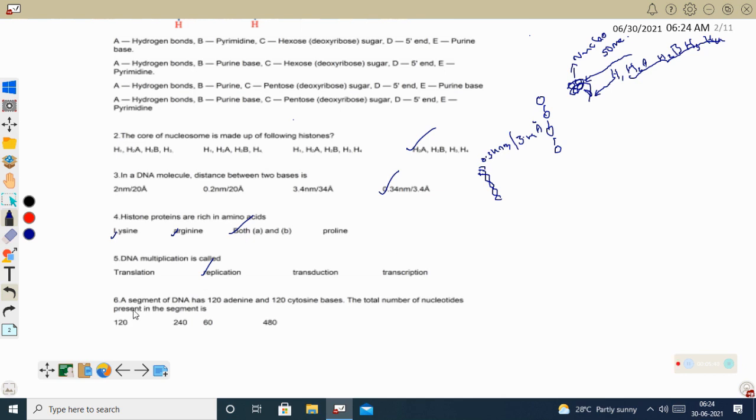Next question. A segment of DNA has 120 adenine. So adenine is 120, and if adenine is 120, thymine will be 120, right?